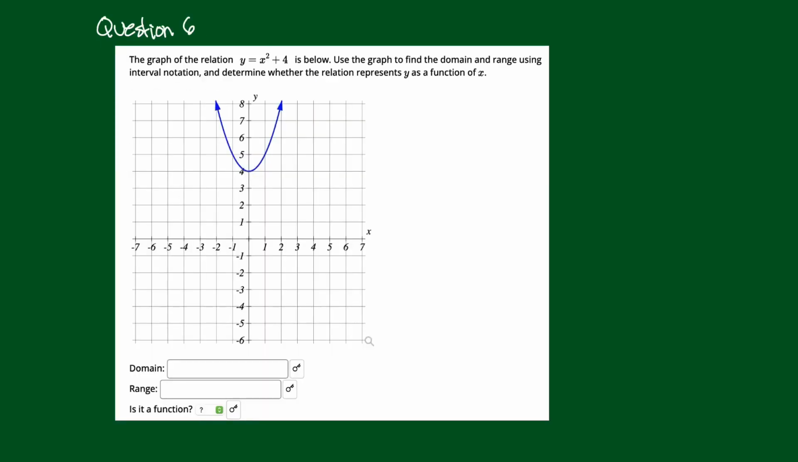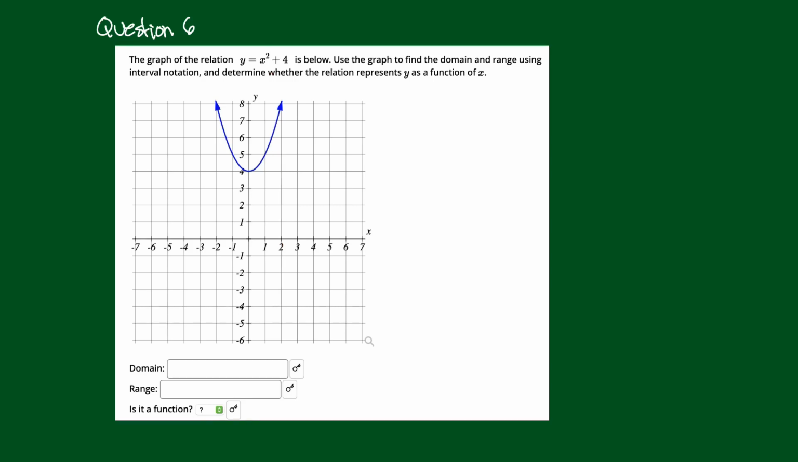Well, we've got this parabola now, y equals x squared plus 4. It's graphed right here. So we're going to use the graph to find the domain and the range and then determine if it's a function or not. First of all, it is a function because it passes the vertical line test. If you pass a vertical line anywhere, it intercepts the curve only once. So it is a function.